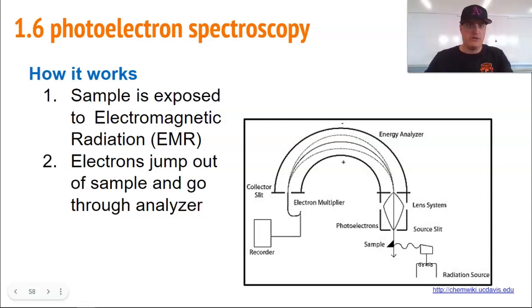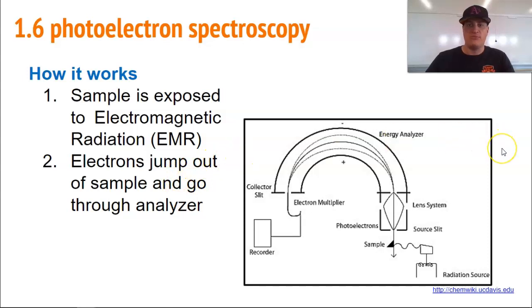All right. We are looking at photoelectron spectroscopy here. This is another of those analytical devices based upon how he determined how many electrons there were in each of these. So a little sample is exposed to some electromagnetic radiation. Electrons jump out of the sample. They go around, get collected by this electron multiplier, and get recorded. So this device helps us understand how things are arranged in electrons.